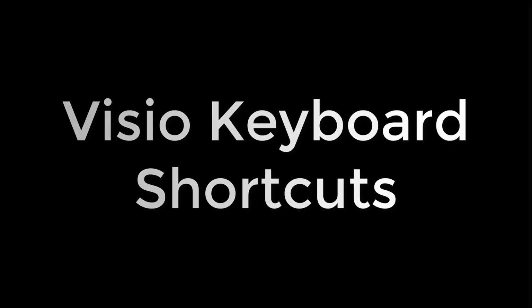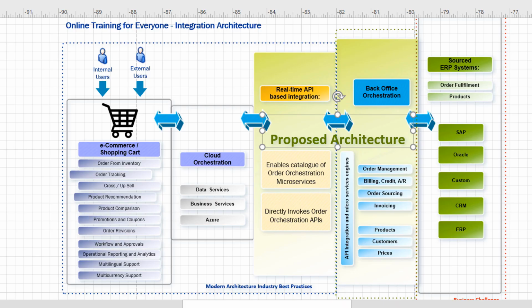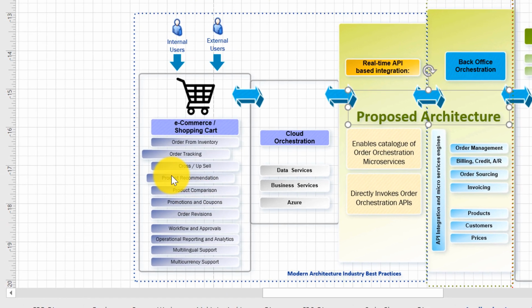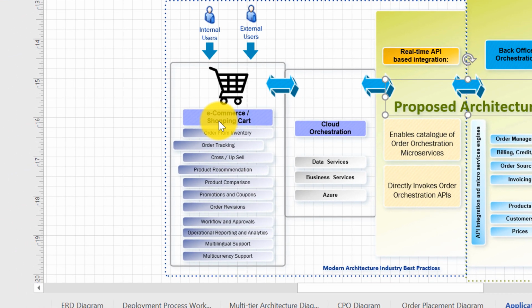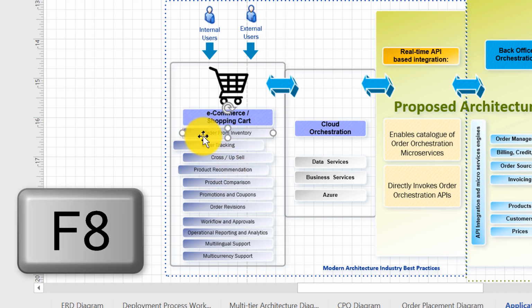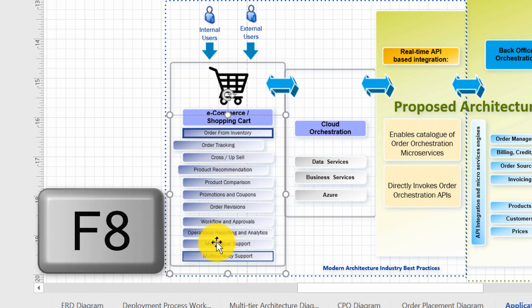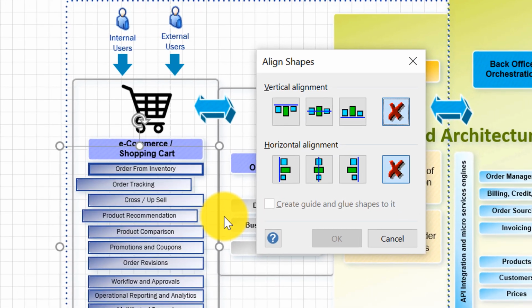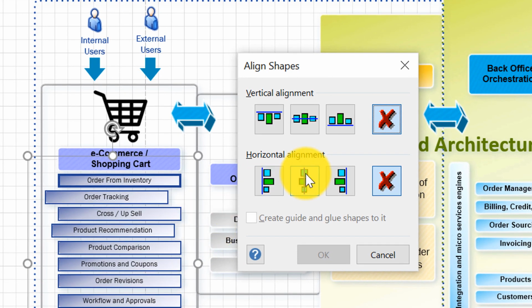And now let's look at the Microsoft Visio most useful keyboard shortcuts. I'll start with my favorite shortcut that helps me align shapes. As you can see in e-commerce shopping cart, some of the shapes are misaligned. So what you need to do, you need to select all the shapes and press F8 button. That brings Align Shape dialog box, and in my case, I'm going to align them horizontal alignment in the center.